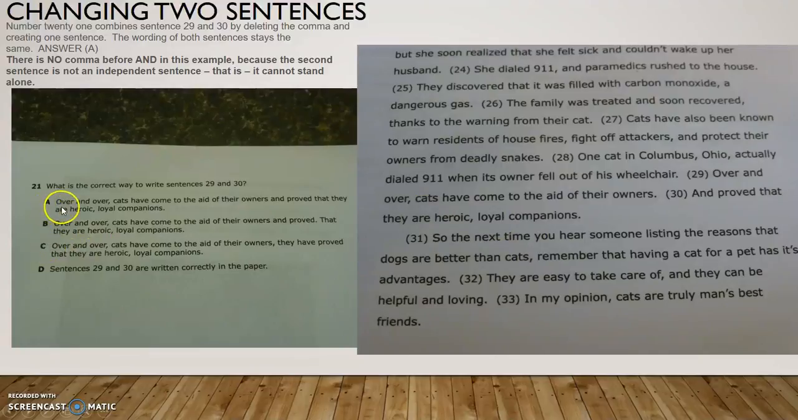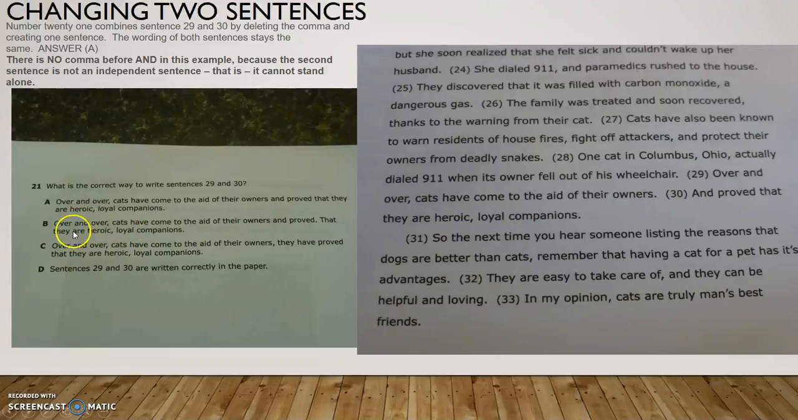All right, so I'm going to go back up to A. Over and over, cats have come to the aid of their owners. Okay, so that's what's already there. It looks like they've removed the period, kept the and, made it lowercase, and proved that they are heroic, loyal animals. I'm going to put a check by that.